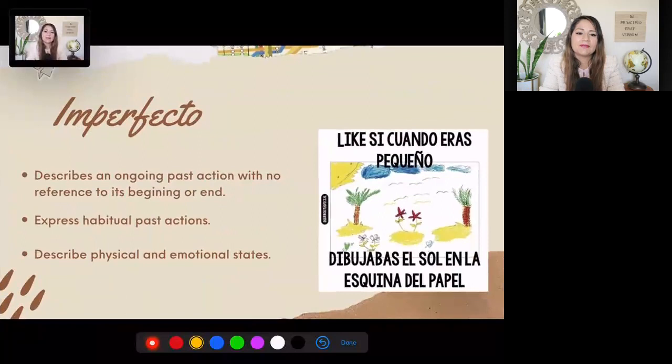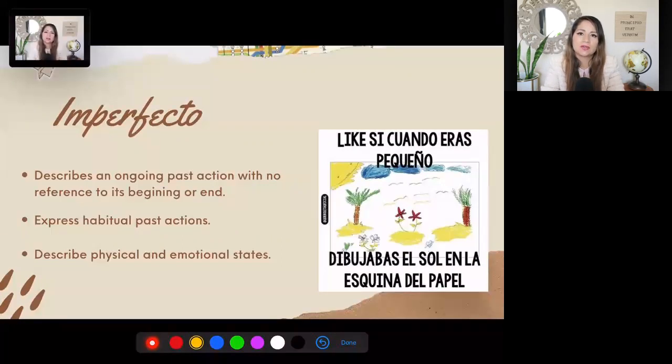Okay, el imperfecto. So here, let's look at the uses of el imperfecto. It describes an ongoing past action with no reference to its beginning or end. So there are no specific words or time frames to guide you on when something started or ended. It expresses habitual past actions, so things that you would do or that would be done over and over, continually, repeatedly, habitually. And it describes physical and emotional states.